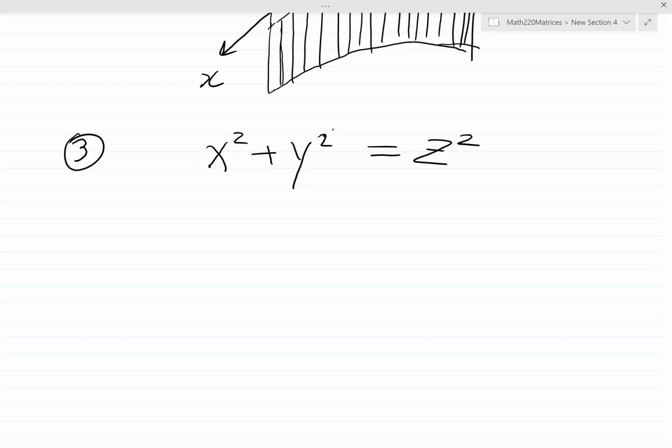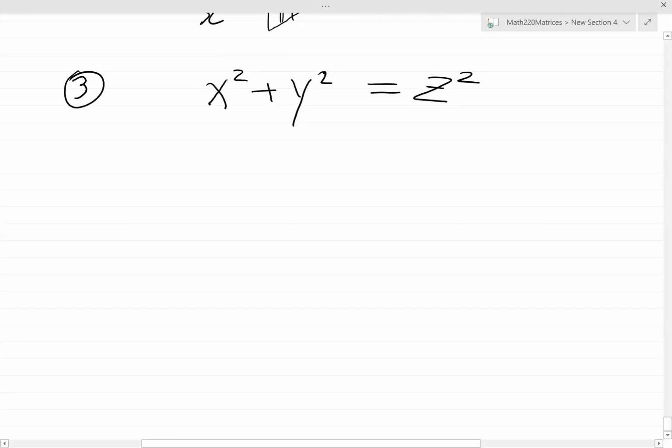You see the height, starting at a particular z, this actually is a cone. This is the cone. Let me plot the cone and explain why this is a cone.